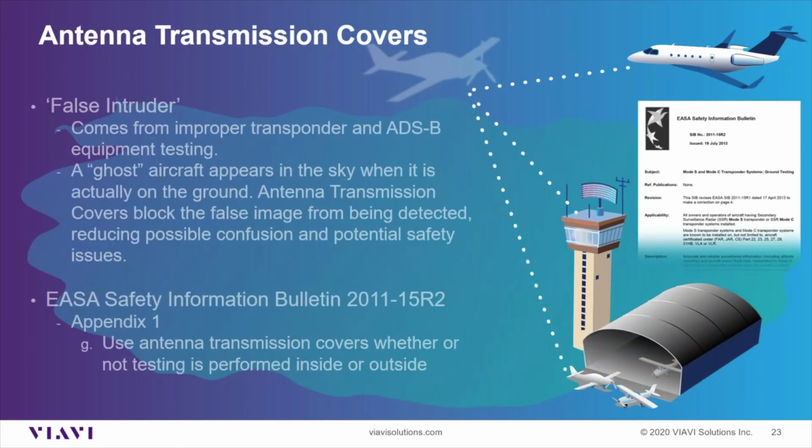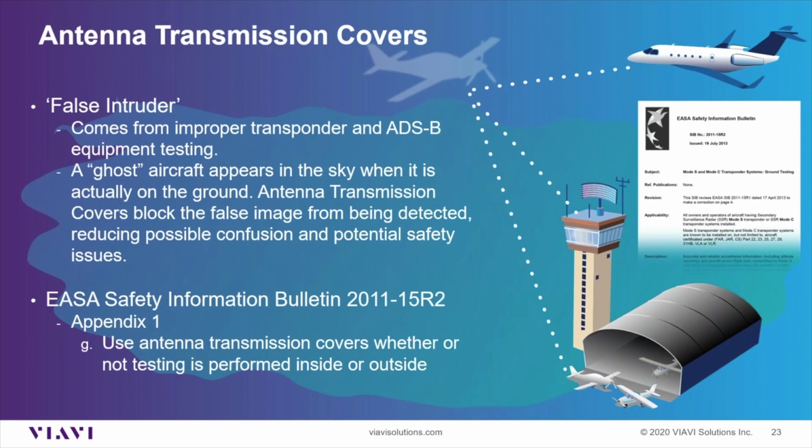Now, why is this specified or advised within these documents? Well, essentially, this is to ensure that you have no false intruder situations. So you will see here on the bottom right-hand side of the screen, you've got your hangar where you have your aircraft that are being tested. Now, typically this will be close to an air traffic control tower, and it will have aircraft flying overhead.